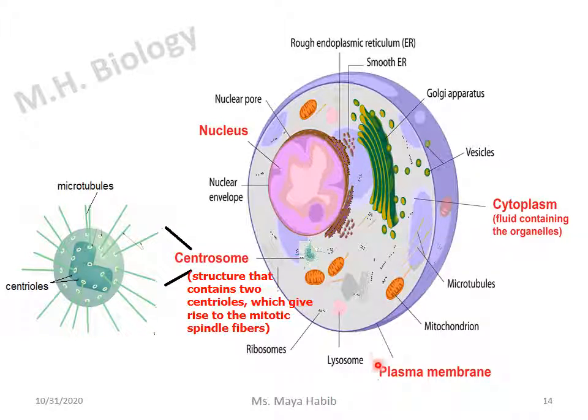Plasma membrane, which is the cell membrane that acts as a boundary to protect the cell from the external environment. Cytoplasm, which is the fluid containing the different organelles. Nucleus, which is the organelle containing the chromosomes. The centrosome, this organelle contains two centrioles, which are responsible for the formation of spindle fibers needed during mitosis.